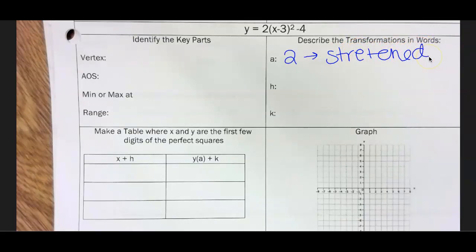Okay. What is my H value? Okay. Perfect. And what does that 3 do to the graph? Perfect. What is my K? Good. And a K value of -4 does what to my graph? Nope. Up.